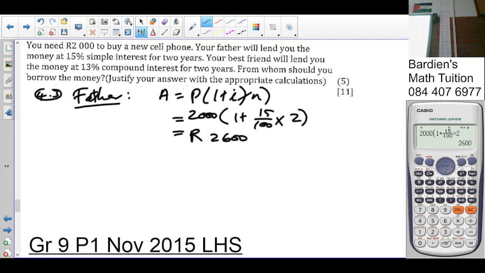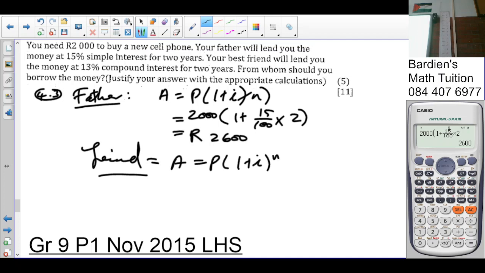Okay? So for the friend, we're looking at compound interest. A is equal to P into 1 plus I to the exponent N. It's 2,000 rand into 1 plus, your interest is 13%, so it's 13 over 100, to the exponent 2. Remember, this formula is not given in the exam.